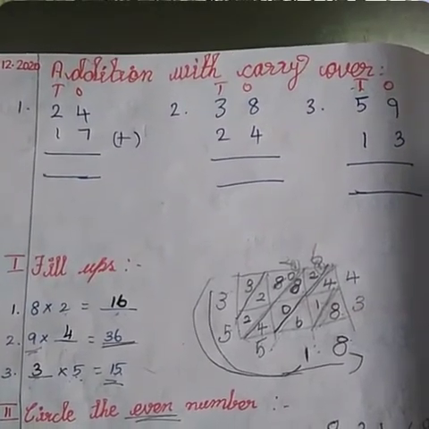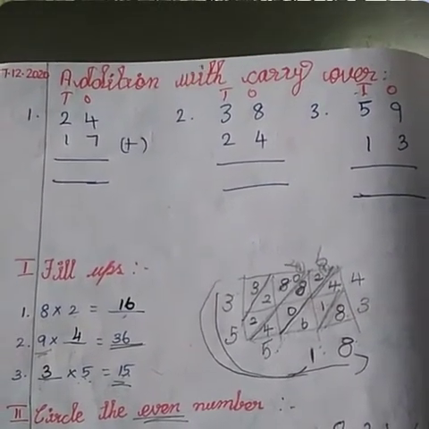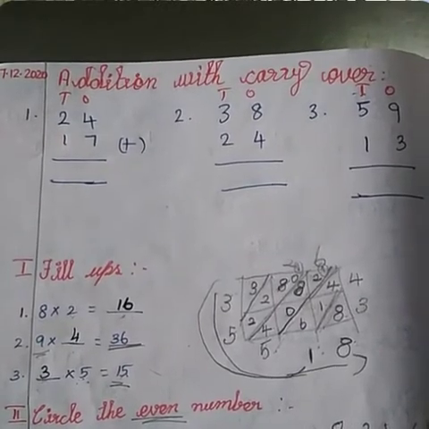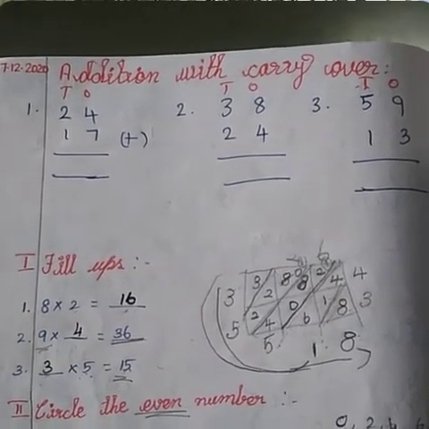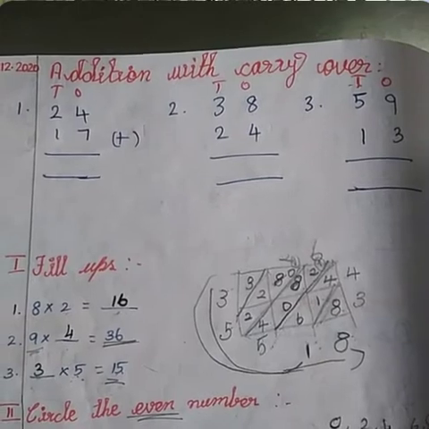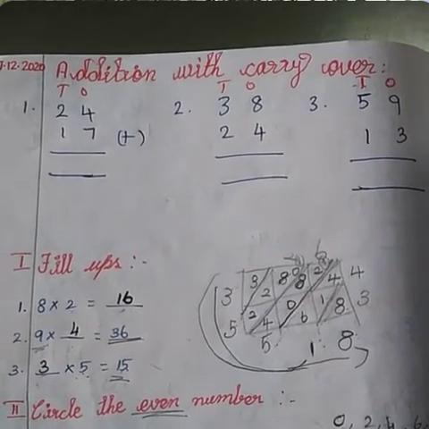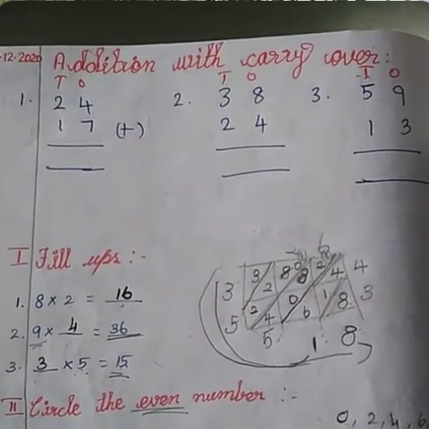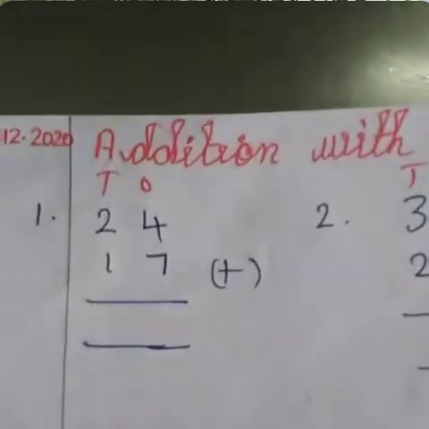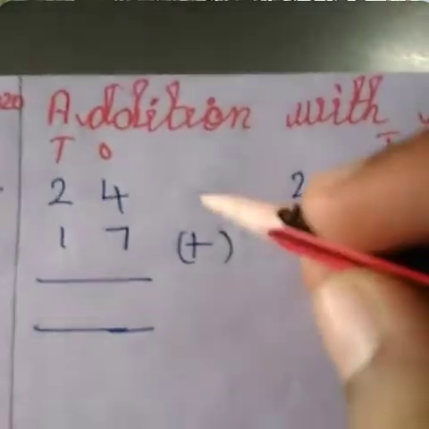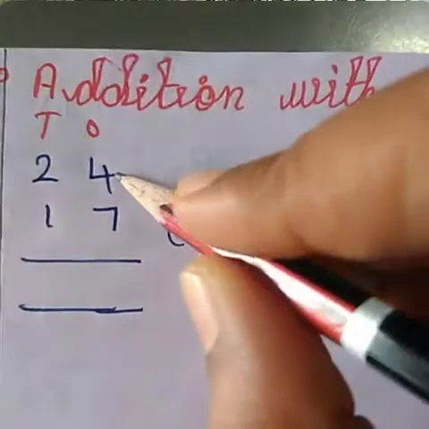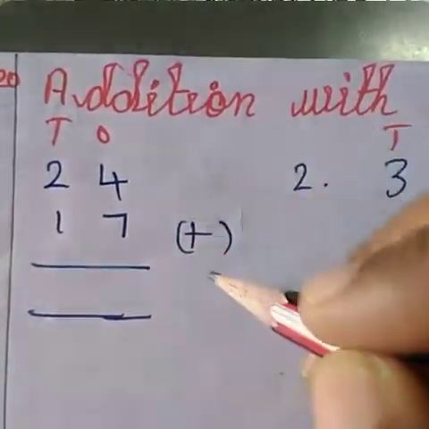You already know normal addition sums. Today I am going to teach addition with carry over once again. Listen carefully. See the first sum. What is the first sum? 24 and 17. You have to add these two numbers.